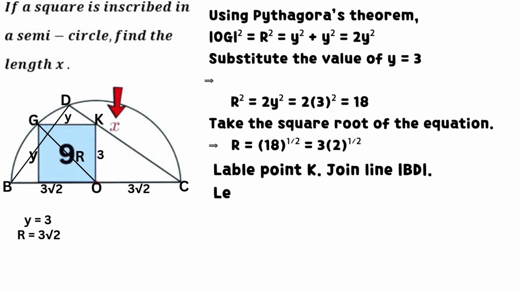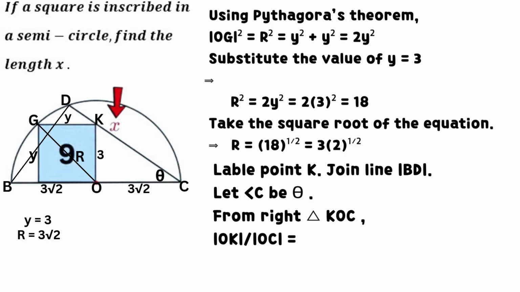Label point K, join line B, D. Let angle C be theta. From right triangle K, O, C, length O, K divided by length O, C equals 3 divided by 3 times the square root of 2, which equals tan theta. We call it equation 1.